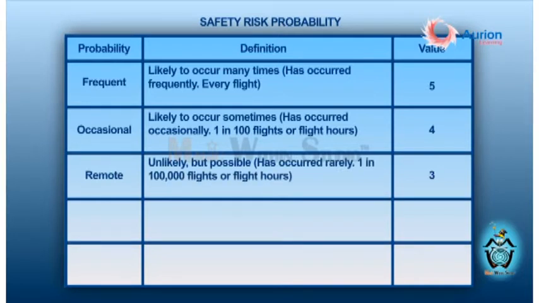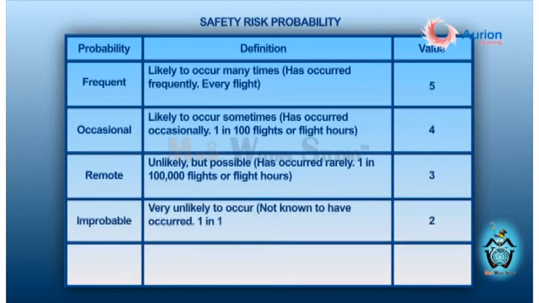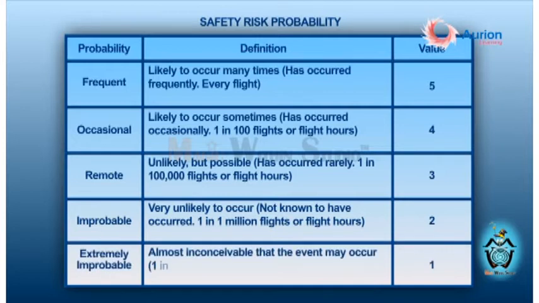It has occurred only once in 100,000 flights. 2. Improbable, which is an event that has occurred once in 1,000,000 flights and is very unlikely to occur. 1 represents extremely improbable, as the event may have been known to occur once in 1,000,000,000 flights, and it is almost inconceivable that it might occur.